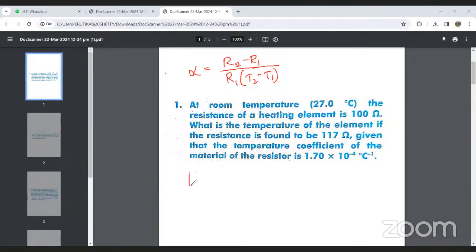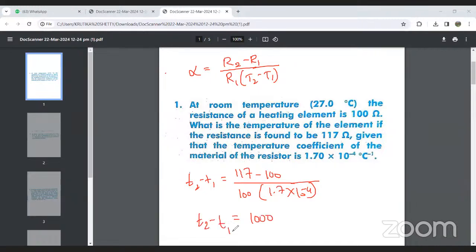Therefore T2 minus T1 is equal to R2 minus R1, where R2 is 117 minus R1 which is 100, divided by R1, again 100, inside the bracket alpha. Alpha is 1.7 into 10 raised to minus 4. If you simplify this we will get 1000. You can check it. Therefore T2 is equal to 1000 plus 27, that is nothing but 127 degrees Celsius. The answer is written in degrees Celsius.